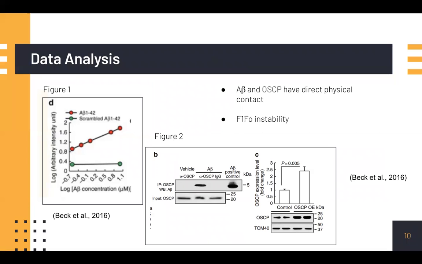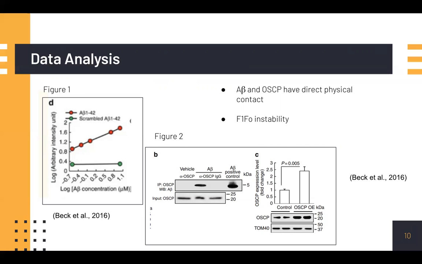This was a direct physical contact. They examined the binding of amyloid beta with OSCP and its effect on function, and found that interactions between the amyloid beta and the OSCP disrupted the ability of OSCP to bind to the F1 subunit. This resulted in activated MPTP formation. As shown in figure 2, they found that amyloid beta caused more F1 dissociation from the complex, and the F1 monomer identification was verified by the use of an F1 antibody.